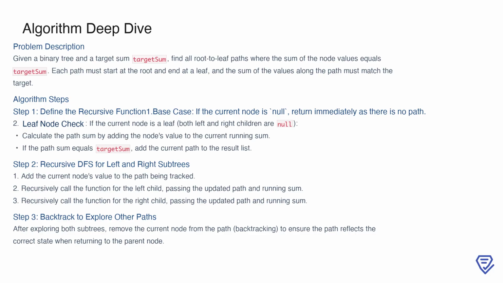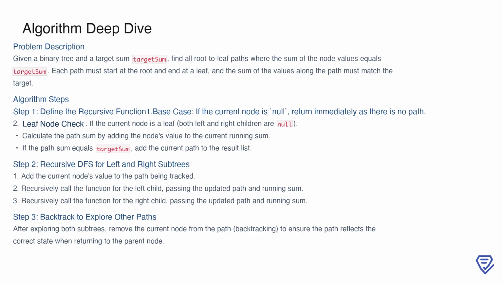To solve the problem of finding all root-to-leaf paths in a binary tree where the sum of the node values equals the given target sum, we can break the algorithm into 3 primary steps. First, we define a recursive function to traverse the tree. The base case is straightforward: if the current node is null, there's no path to process, so we return immediately. Next, we handle the case where the node is a leaf, meaning both its left and right children are null. If this is true, we calculate the path sum by adding the current node's value to the running sum. If this total matches the target sum, we add the current path to our result list.